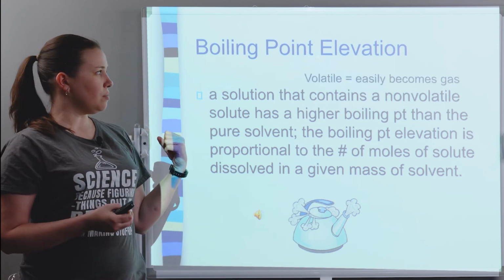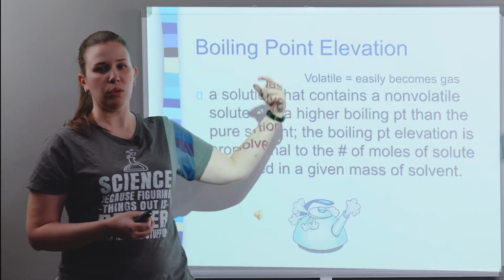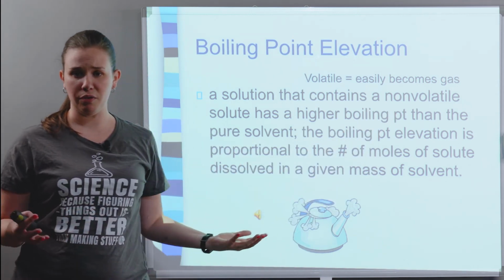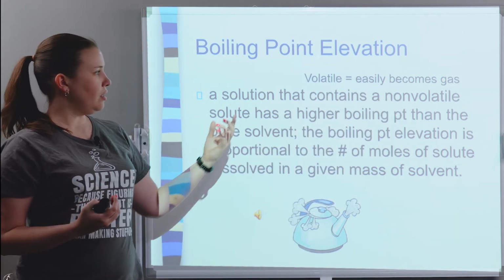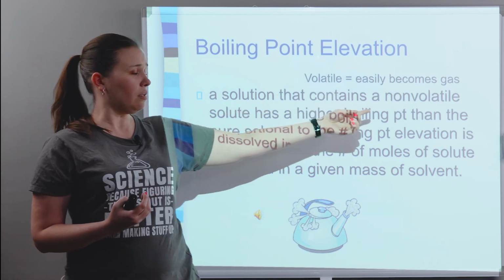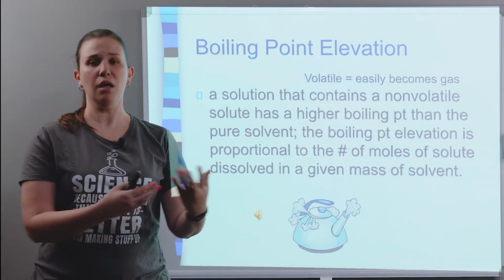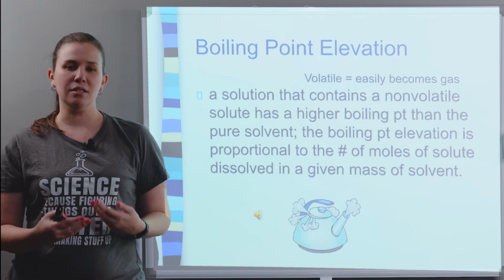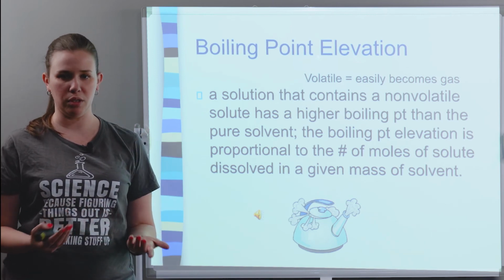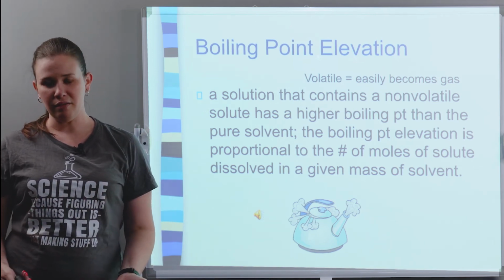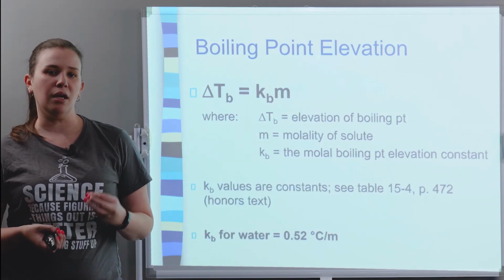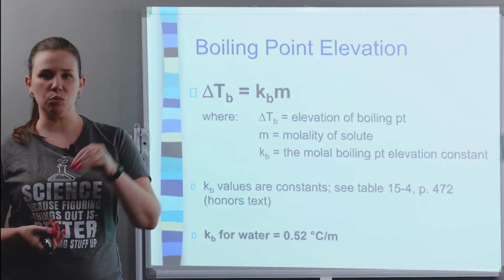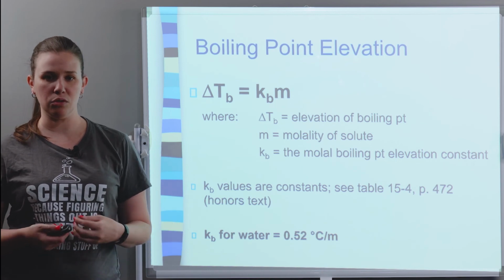So if I have a substance that is what they call volatile, it would like to become a gas, and water is fairly volatile. It typically boils at 100 degrees Celsius. And then if we put in a substance that's not volatile, so if our solute does not easily become a gas, then that's going to kind of affect the boiling point of the water, always elevating it to a higher boiling point. So we can actually calculate how much a substance will affect the boiling point of a solution.